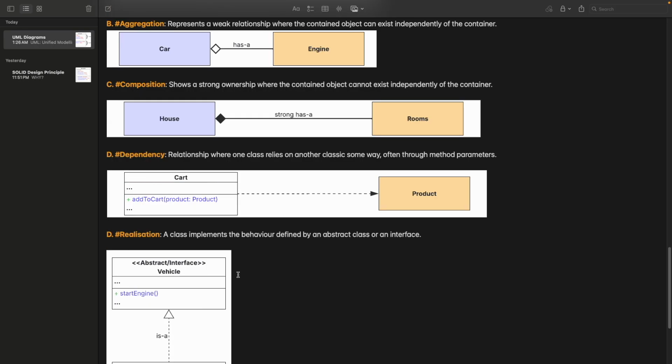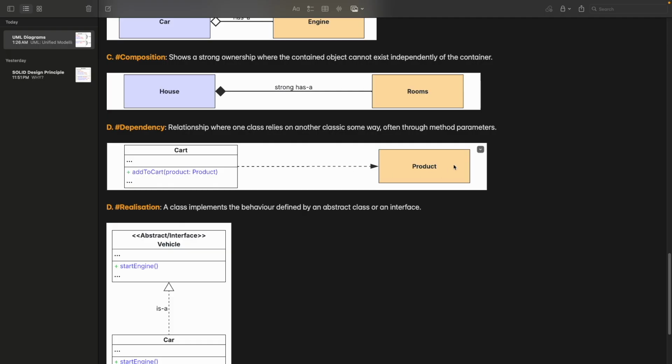Dependency. It's a kind of relationship where one class relies on another class in some way, often through method parameters, return types, or temporary associations. This is a cart and this is a product. You can see that it takes an argument of product to save it to the cart. So this is a relationship where cart has a dependency on product.